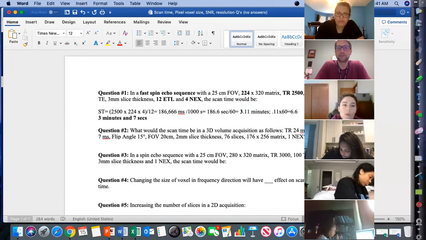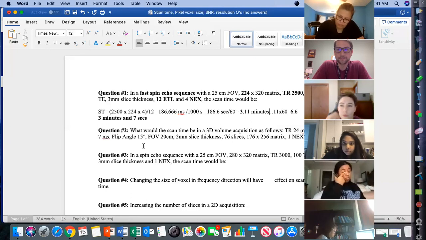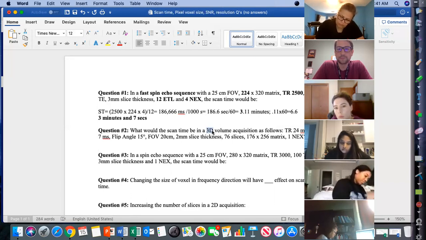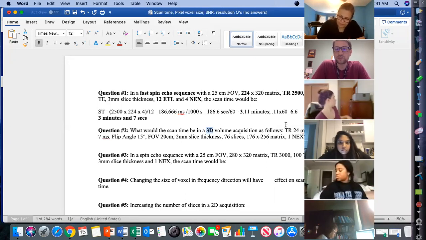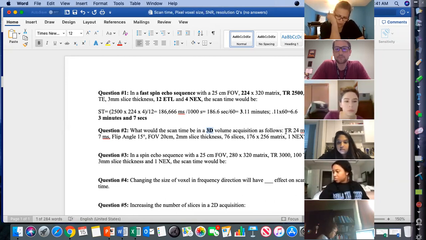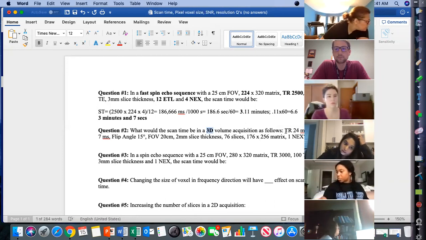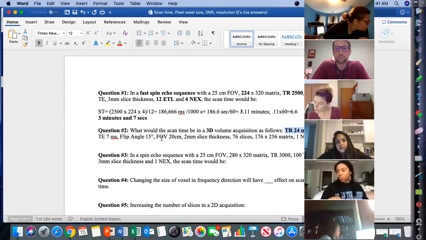Okay. So let's work another one here. Here, they're saying it's a 3D. So that should clue us into which equation we should use. So what is the equation we should use? The volume imaging, so TR times the number of phase encoding times the NSA times the number of slices.